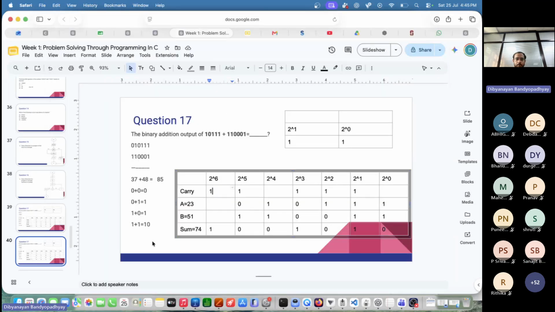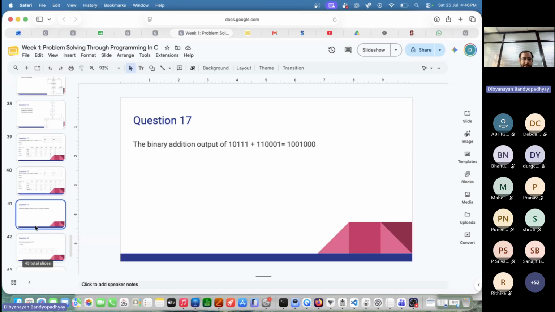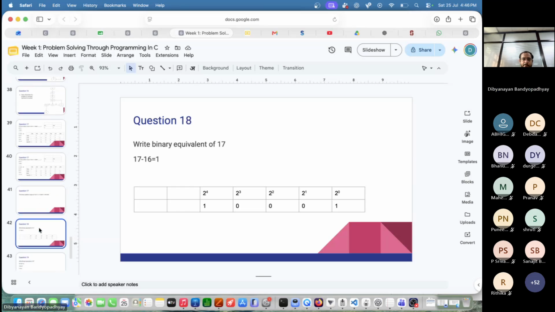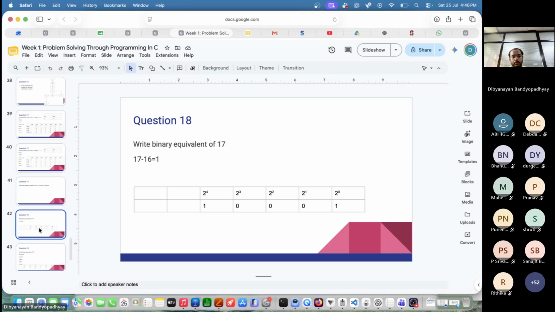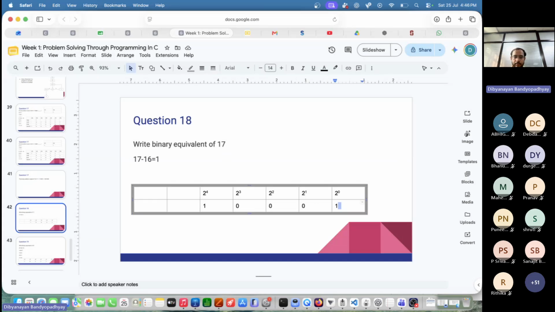Okay, so apart from that, there are some other questions, I think. So now how to convert decimal into binary? We shall see that. There is one process, but we'll see the easiest process. Suppose you want to know the binary equivalent of 17. How do we do that? Again, you create this table.